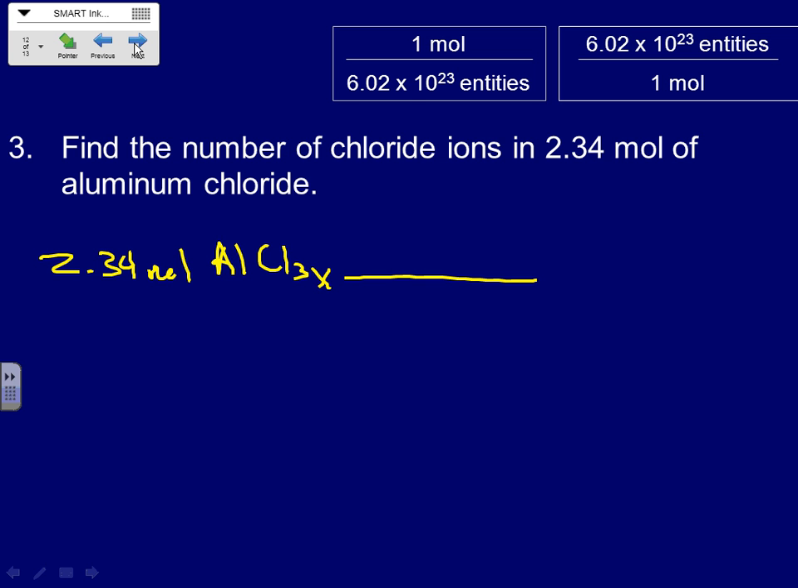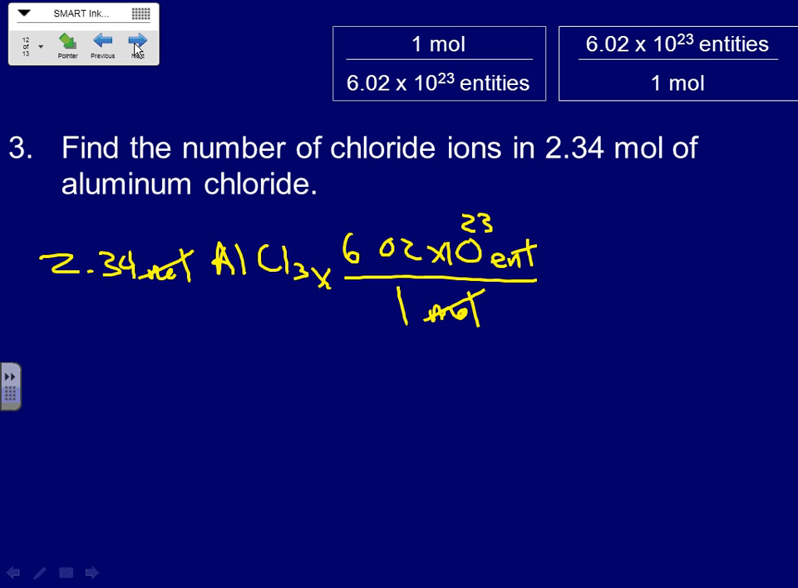Somebody tell me what to write where in order to get rid of that mole. Yep, Liam? The mole goes on the bottom. 1 mole. What goes on the top? Times 10 to the 23. And what's the unit? Entities. So let's get rid of this and let's analyze what I have.